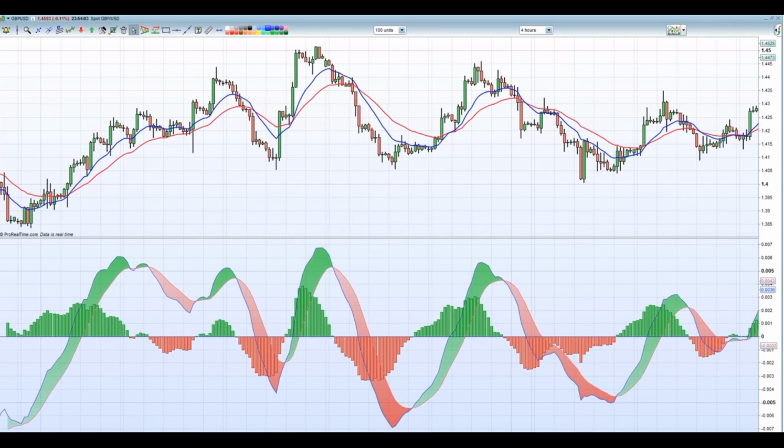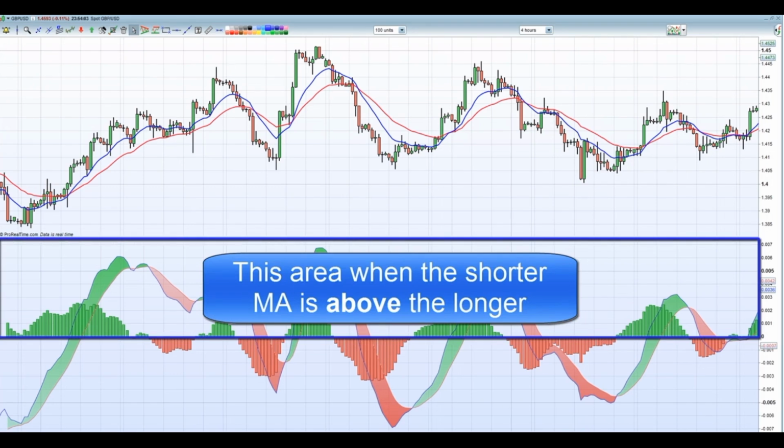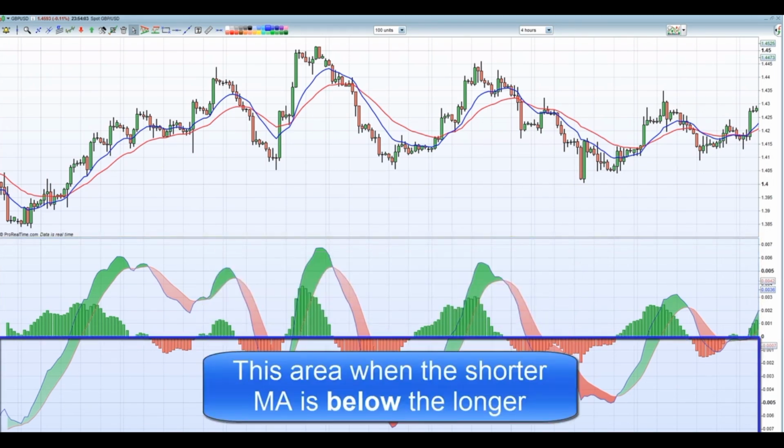These moving averages and the changing distances between them become the MACD. Convergence simply means the moving averages are moving close together, and divergence simply means they are moving away from one another. When the shorter-term moving average is above the longer-term moving average, this area of the indicator will show activity. When the shorter-term moving average is below the longer-term moving average, this area of the indicator will show activity.